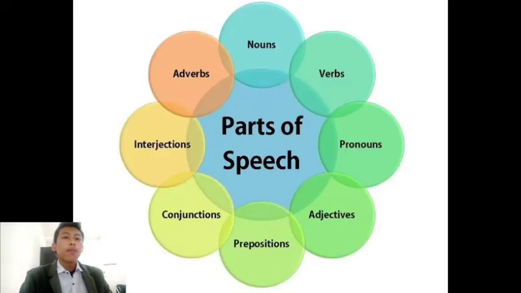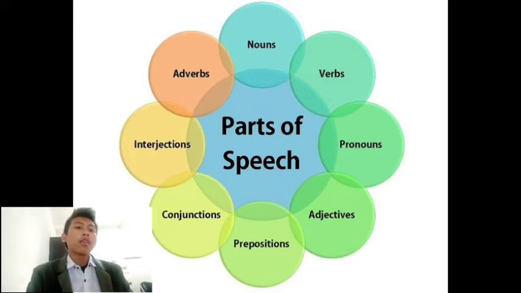The definition of parts of speech. Parts of speech is a classification of words that are categorized based on their role and function in the sentence structure of a language. The first is a noun or kata benda. 2 is pronouns or kata ganti. 3 is verb or kata kerja. 4 is adjective or kata sifat. 5 is adverb or kata keterangan. 6 is preposition or kata depan. 7 is conjunction or kata hubung. 8 is interjection or kata seru.